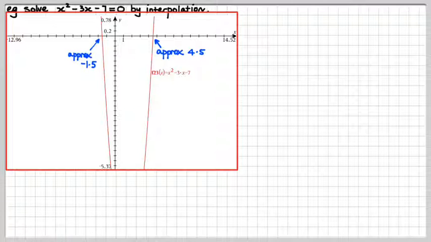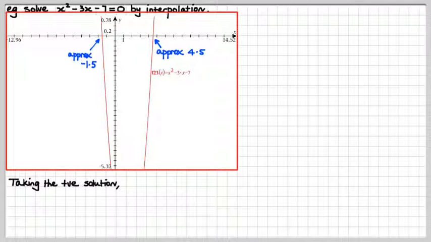Well, there's our graph, guys. And if you look at that graph and examine the scale of the x-axis, it looks like we're talking about approximately minus 1.5, that is the x value, where the red quadratic graph crosses the x-axis, in other words, where y equals 0. That's what we're interested in, okay, because y is x squared minus 3x minus 7, and it equals 0. That's what we're solving for. And approximately 4.5 is the other one.